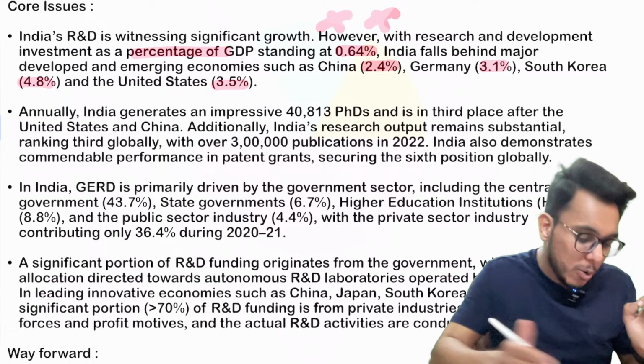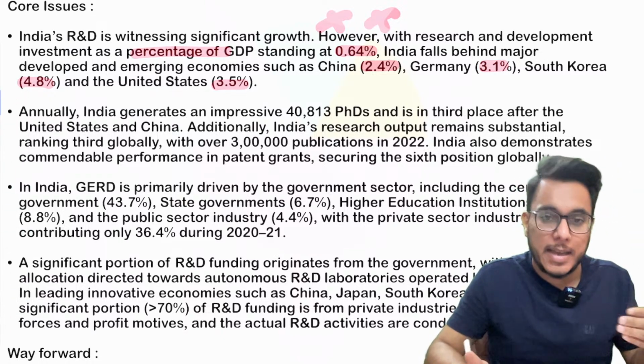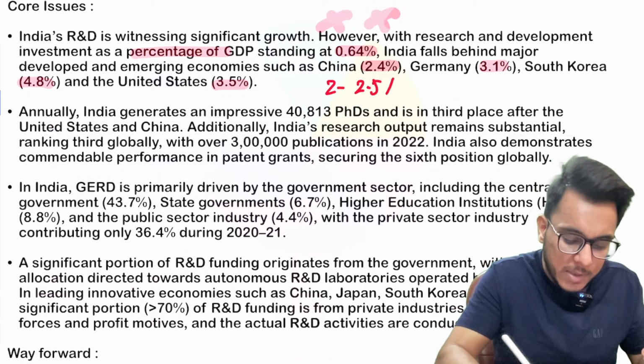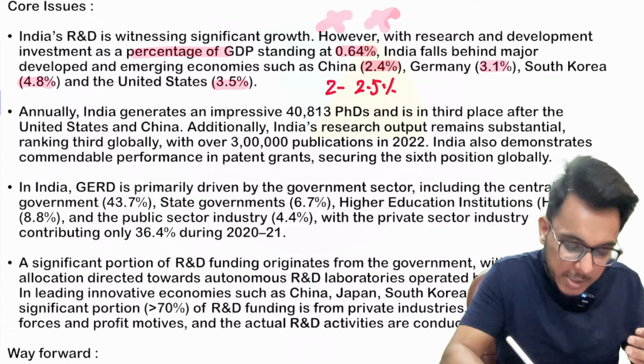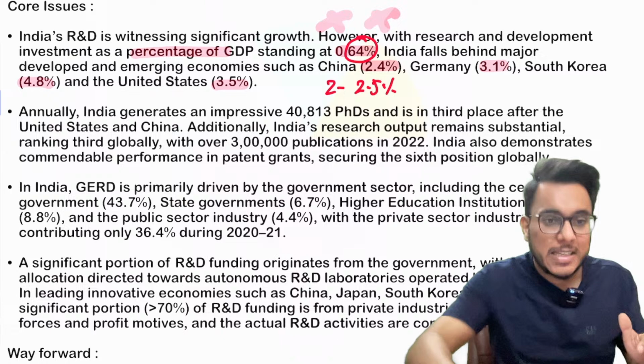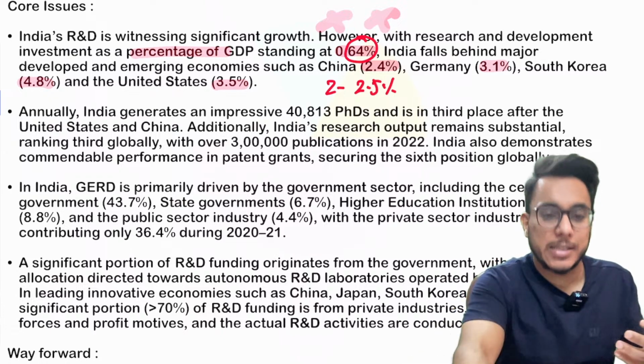Now, Niti Aayog says that if we want to become a $5 trillion economy in the short term, we need to spend at least 2 to 2.5% of our GDP on R&D, but we are spending just 0.64%. Now, guys, if we see some other dimensions of research and development, India has improved.